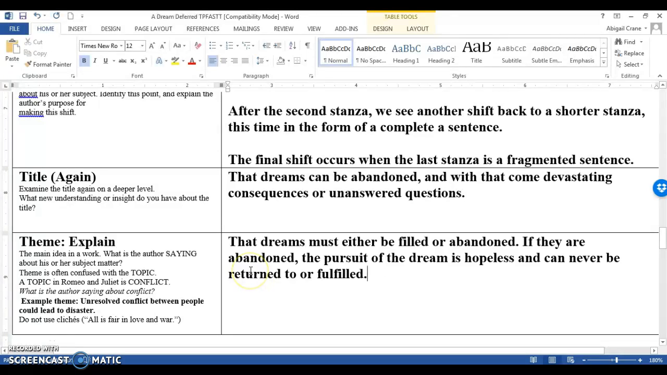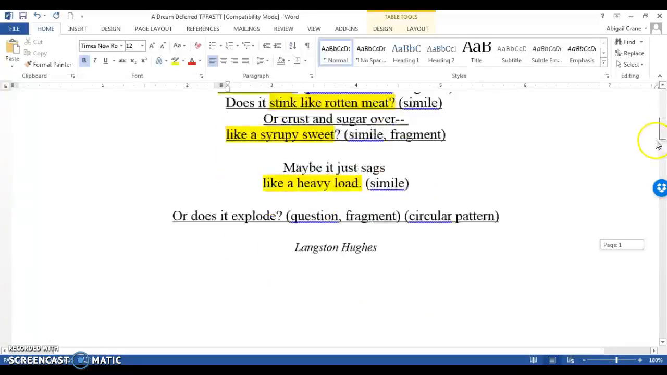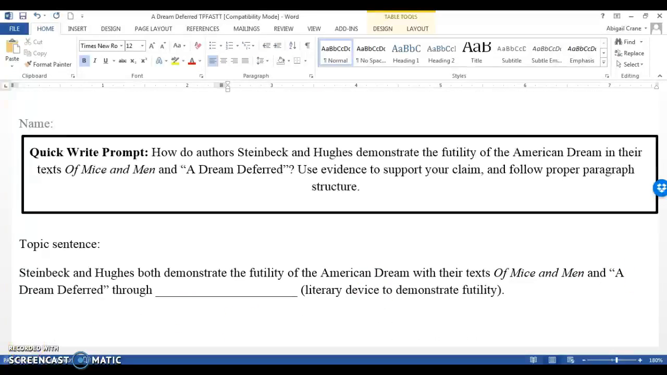So that's the end of this video that is analyzing the poem. The next video you'll see is going to cover the quick write prompt and how we're going to synthesize this poem with Of Mice and Men. So stay tuned for that.